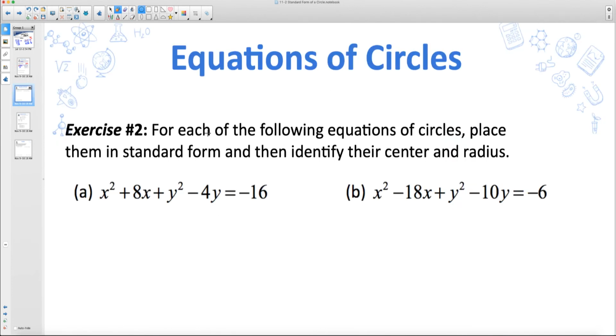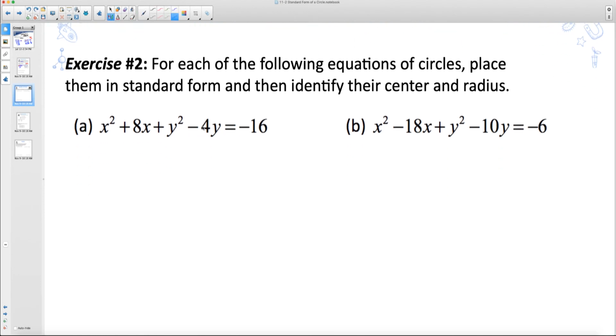So there's just a couple of practice problems here. I'll do them with you since this is a new skill. Okay, the first thing we're going to do is make sure our leading coefficient in front of the x is a 1. It is. Then we'll group our x's together and our y's together. They already are. And we want to move our constant over. It already is.